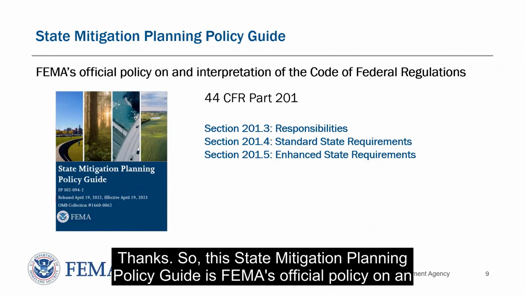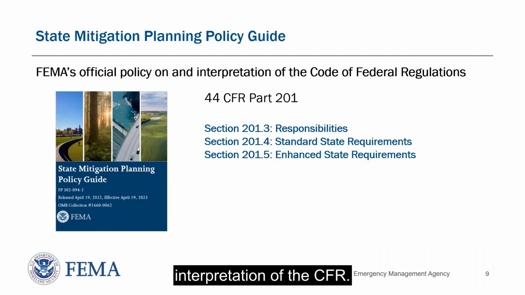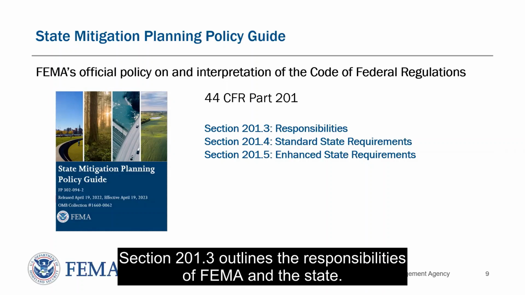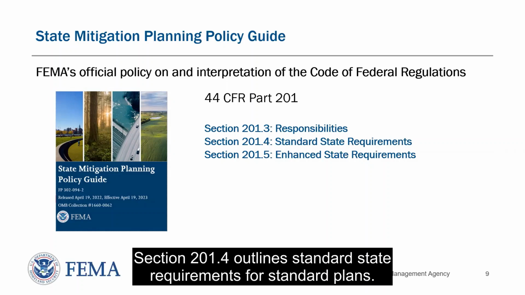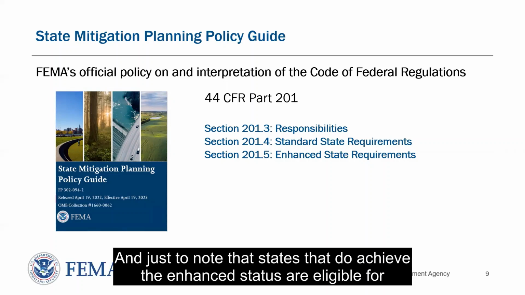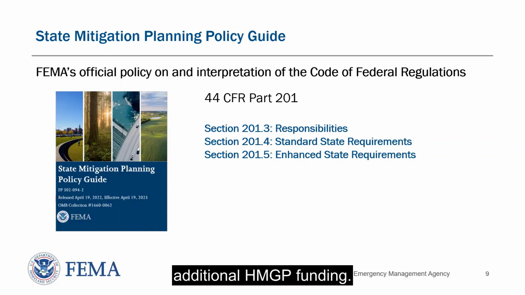So this State Mitigation Planning Policy Guide is FEMA's official policy on and interpretation of the CFR at 44 CFR Part 201. Section 201.3 outlines the responsibilities of FEMA and the state. Section 201.4 outlines standard state requirements for standard plans, and Section 201.5 for enhanced state requirements. And just a note that states that do achieve the enhanced status are eligible for additional HMGP funding.